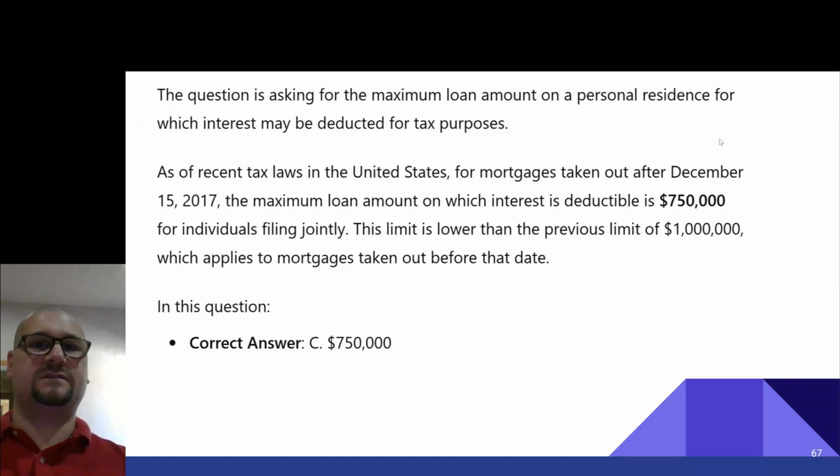So the question is asking for the maximum loan amount on a personal residence for which interest may be deducted for tax purposes. As of recent tax laws in the United States, for mortgages taken out after December 15, 2017, the maximum loan amount on which interest is deductible is $750,000 for individuals filing jointly. This limit is lower than the previous limit of $1 million, which applies to mortgages taken out before that date.